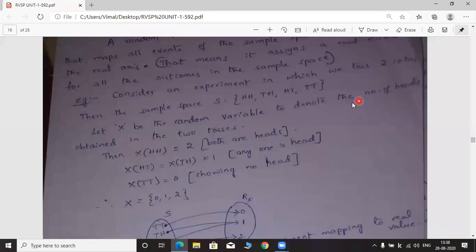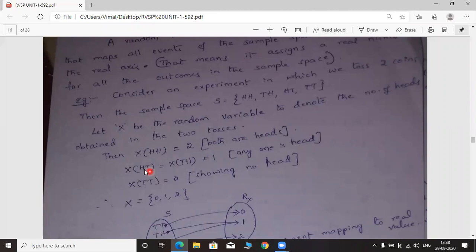This random variable denotes the number of heads obtained in the 2 tosses. Here the random variable is defined as the number of heads obtained in the 2 tosses, that is, while tossing the 2 coins. So X of HH, that means getting 2 heads. X of HH is one event, and this event is assigned the real number 2. Within the brackets it is written, both are heads. That means we got two heads.